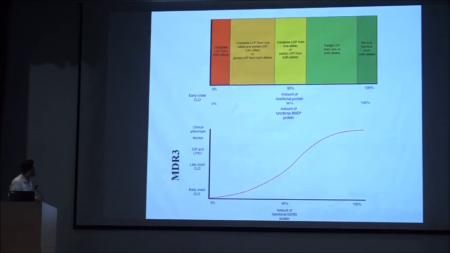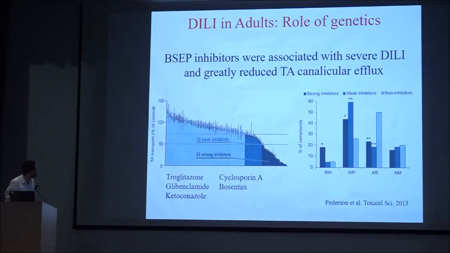In contrast, the curve is slightly different in the case of MDR3, where patients with even 50 to 75% of functional protein can still develop these symptoms of ICP or can develop late onset cirrhosis. So that is why we see these patients presenting for the first time even in adulthood. Coming to the 3 common presentations: DILI, low phospholipid associated cholelithiasis, and cryptogenic cirrhosis.